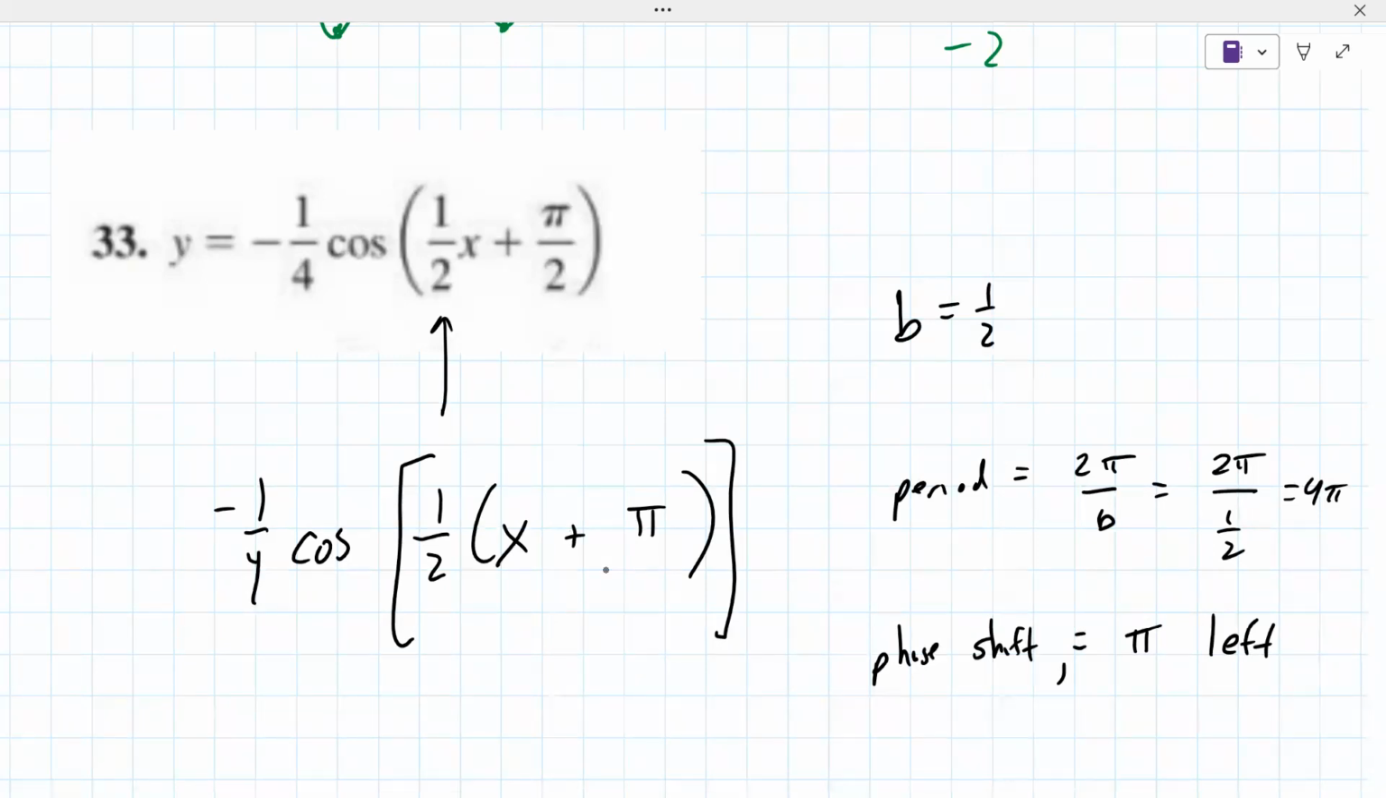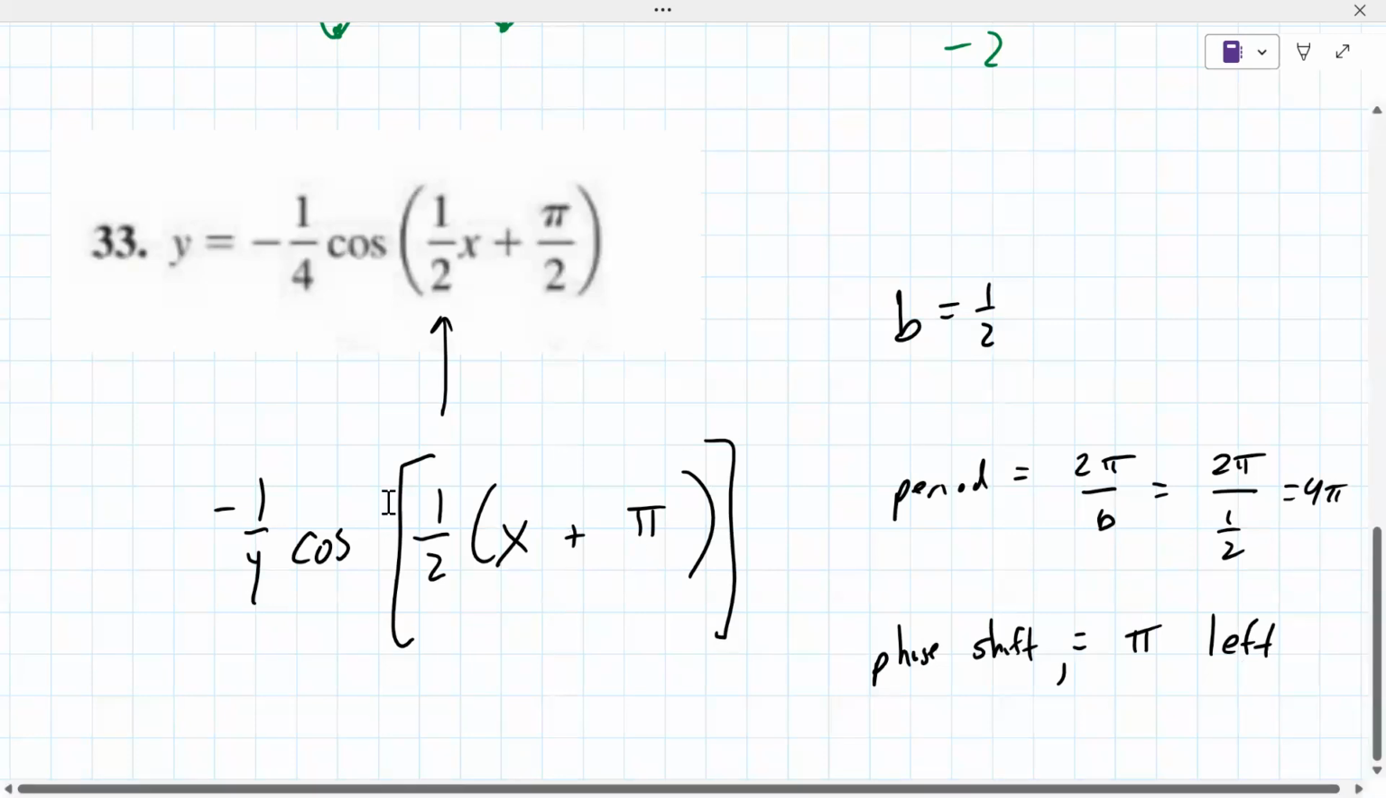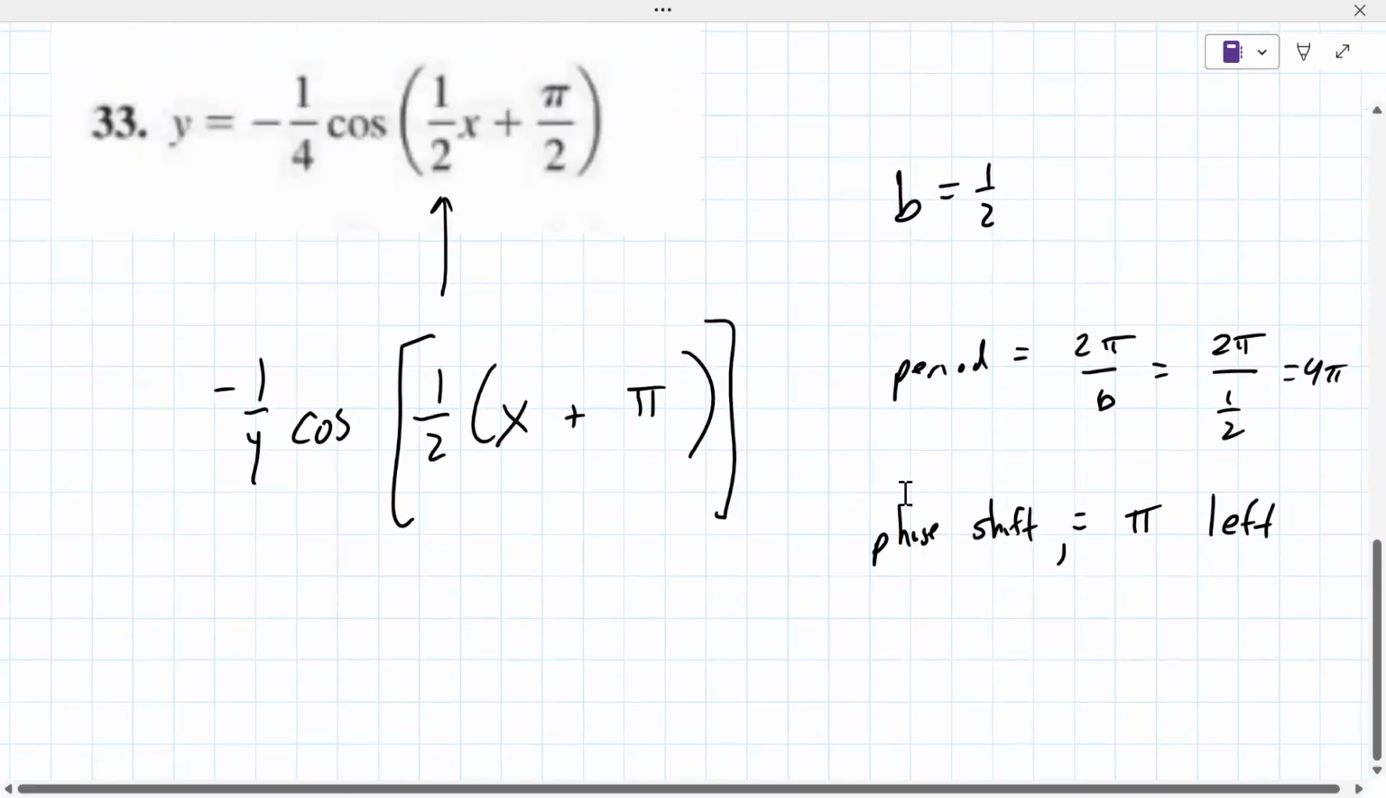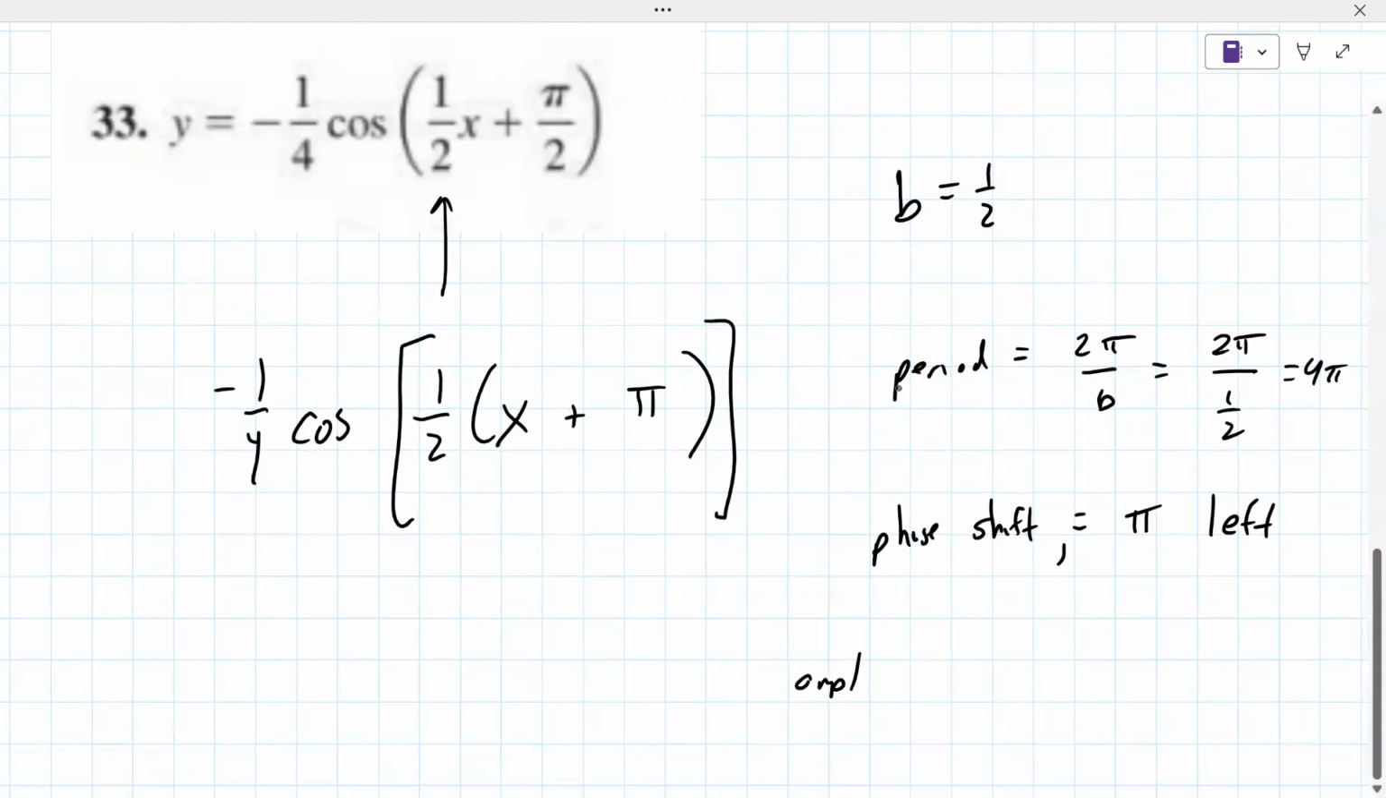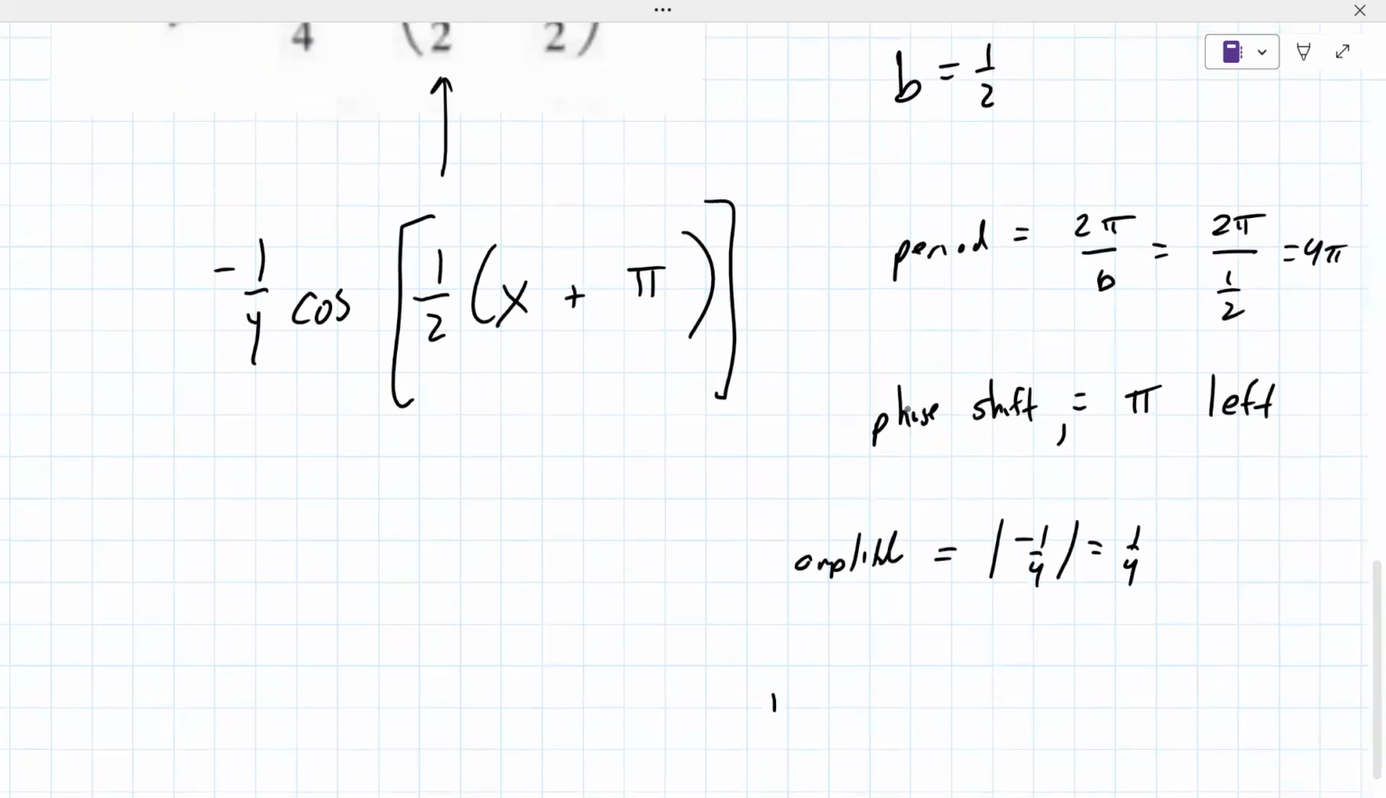Okay. And then the vertical translation? We're going to get to that. There's always an order here. This is the correct order. This leads to how to graph it. Next thing is amplitude. Amplitude is the absolute value of the leading coefficient, which is 1/4. And then the vertical shift, there's nothing on the outside, so it is none.